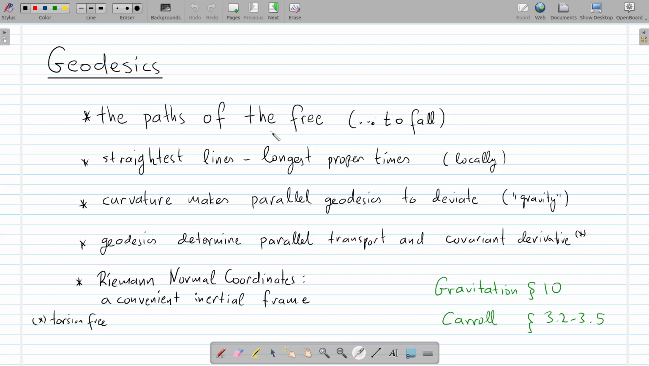Geodesics play a very important role in the theory of gravity as defined in the general theory of relativity. They are the paths of the free observers. Observers that are not subject to any other force follow geodesics in space-time. As we will see, geodesics have the property of being, at least locally, the straightest possible lines of minimal length for space-like geodesics, or maximal proper times.